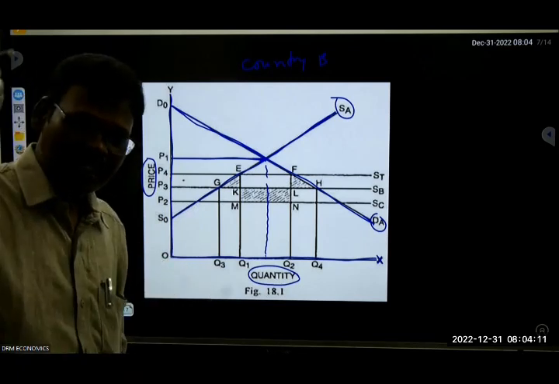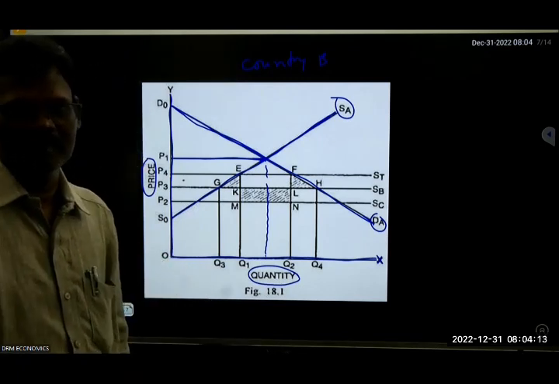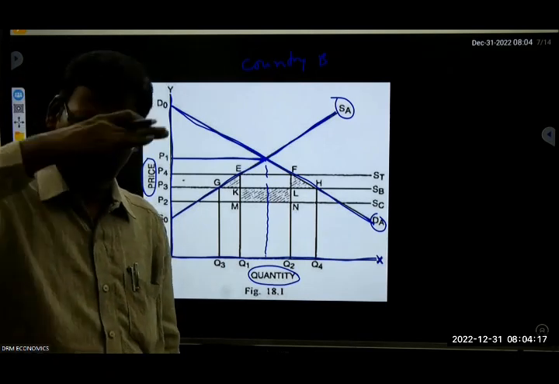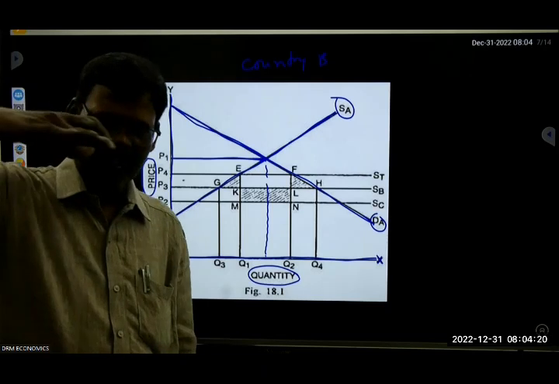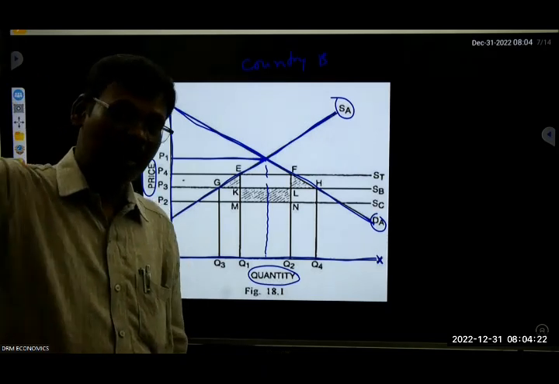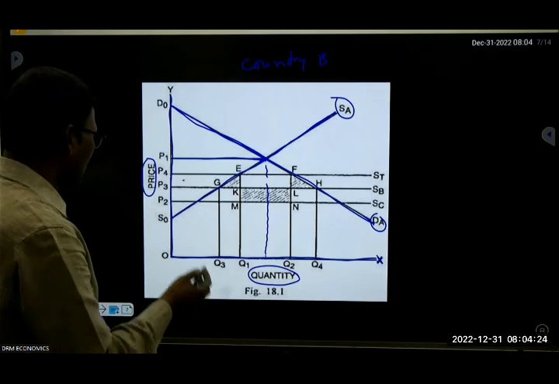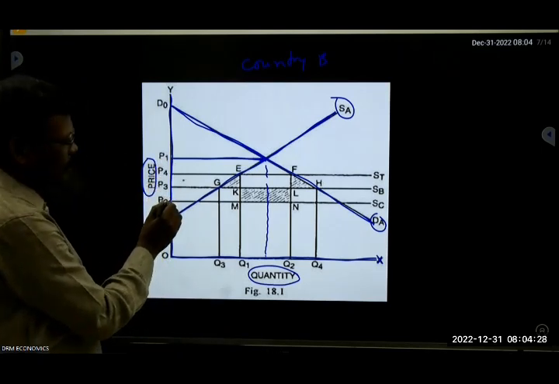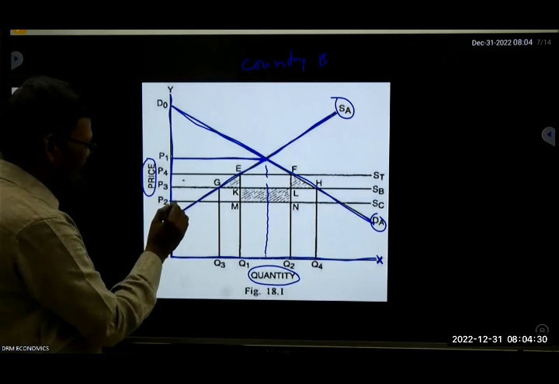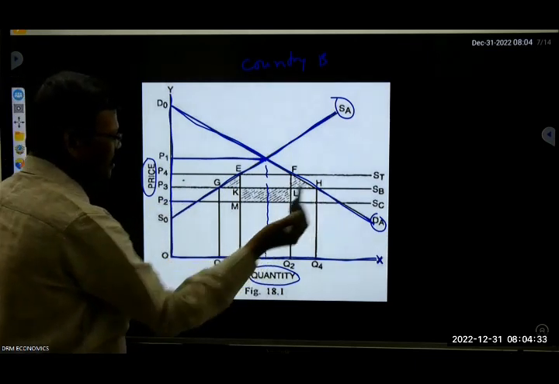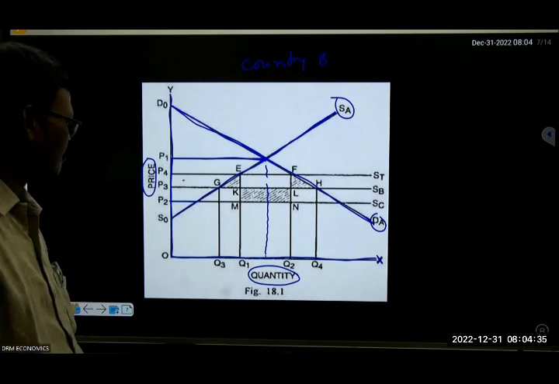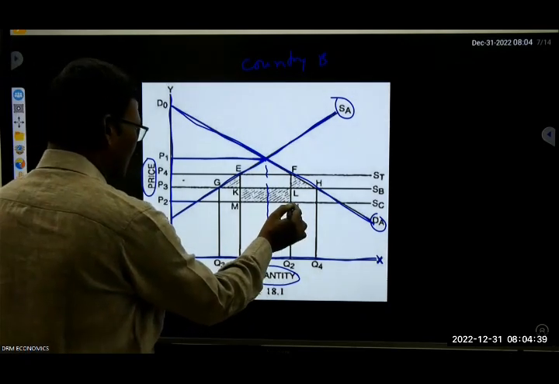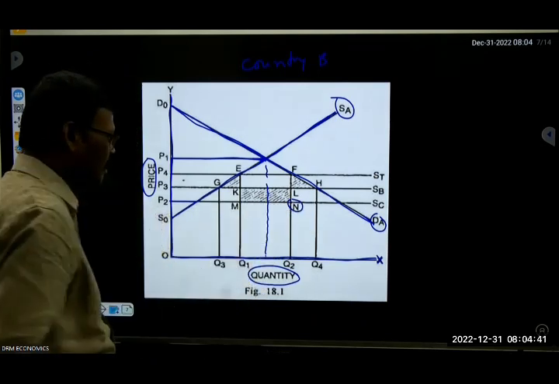The country decreased the price level, meaning the tariff may be decreased, or all the countries have the same tariff system. The price may be decreased for some reason. So if the price decreases from P1 to P2, then this is the supply curve and this is the demand curve. Here generally we will get the equilibrium at the point of A.